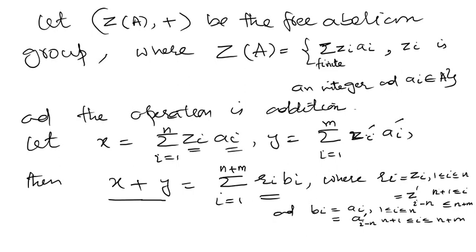ZA is an abelian group. It's an abelian group with addition, obviously with identity 0. But we actually need a monoid. An abelian group is a monoid. So this ZA plus is the free abelian group, where ZA is the finite sum over the elements of A with integral coefficients, and the operation is addition. So for this, let x be this finite sum, y be this finite sum, then x plus y is the finite sum like this.